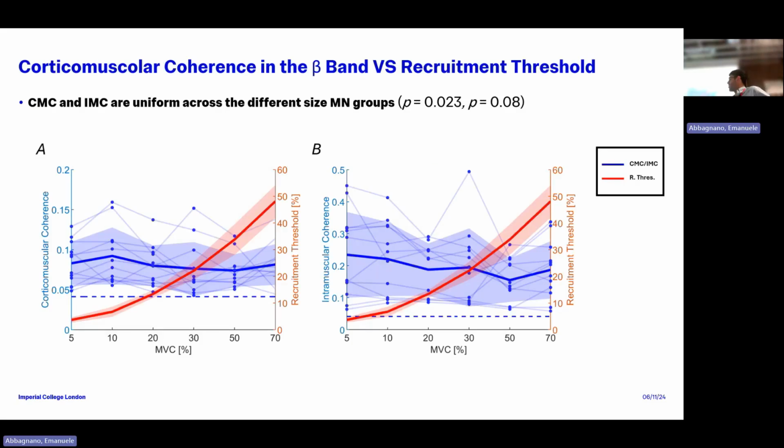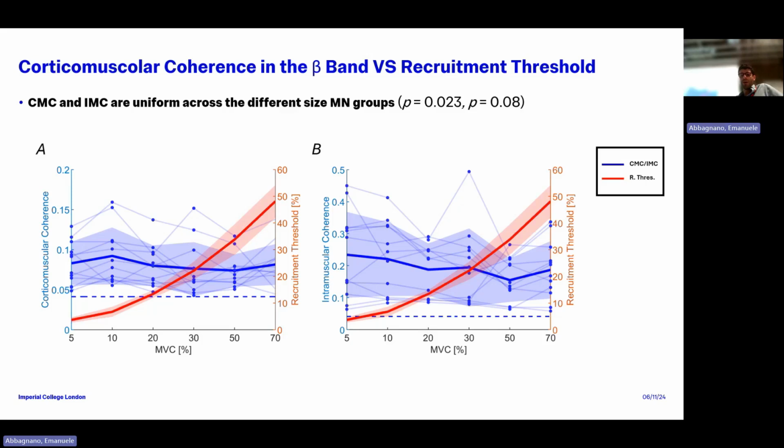If you look at the cortical muscular coherence on the left and the intramuscular coherence on the right, there is no significant changes for these two measures. The dashed line is the significance threshold, so everything above is above noise level. Right axis, again, the recruitment threshold that we've just seen. So we're looking at different motor neurons, and we can see that even though these motor neurons are different size, the coherence is not changing across these different groups, meaning that probably the information being shared in the common input is not changing. This beta band is projecting uniformly to different size motor neurons.